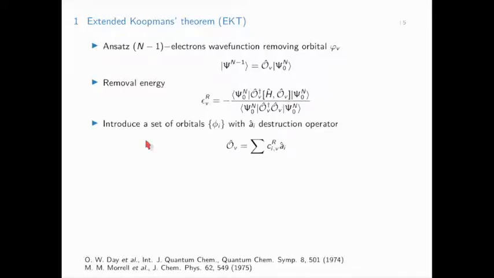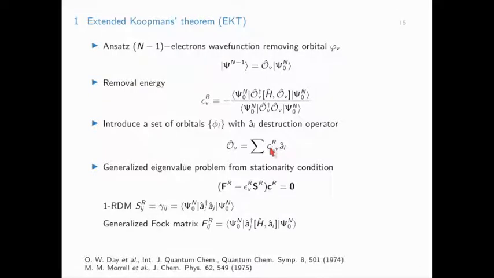Then, in practice, we introduce a set of new orbitals, phi I, in such a way that the destruction operator of V can be written as a linear combination of this new set of orbitals' operators, and in terms of this linear coefficient C. So we introduce this expression for OV in the removal energy, and then we impose the stationarity of the energy with respect to the coefficient C.